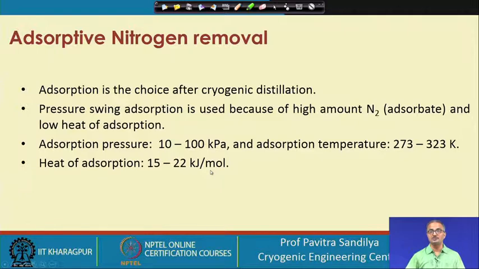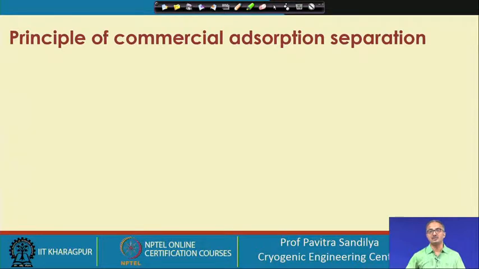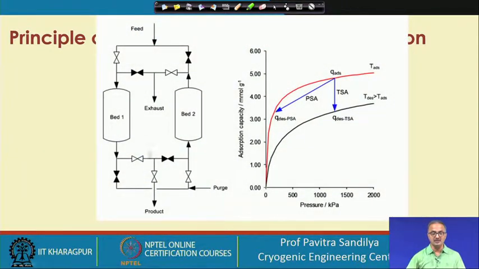So these are some typical figures for carrying out adsorption, and the heat of adsorption is significant because it decides how much energy we would need for the regeneration of the spent adsorbents. So the principle of this adsorptive separation is, as we can see in this figure, that we need at least 2 beds for carrying out PSA, depending on the time of adsorption for the bed to get saturated and the time of regeneration.